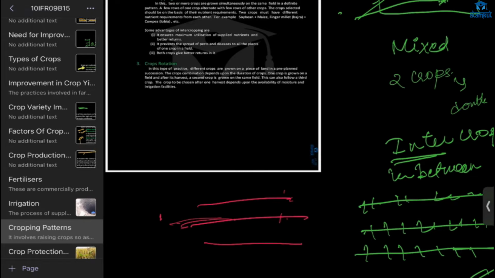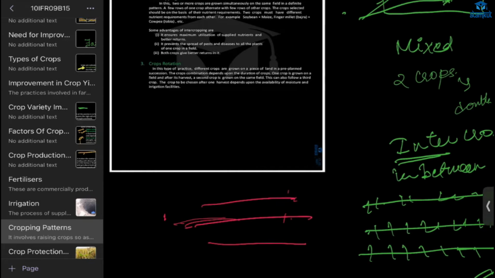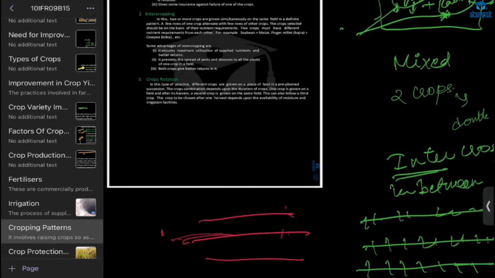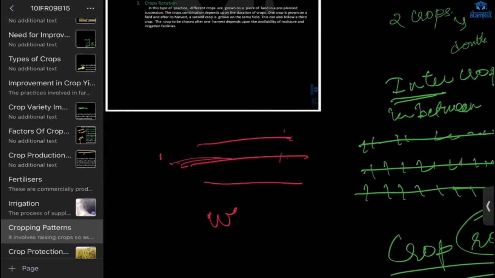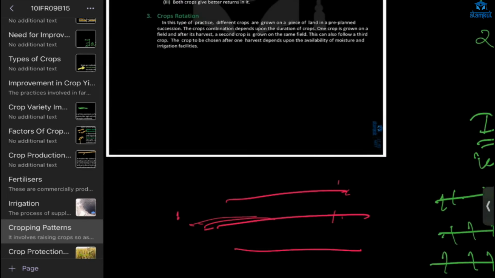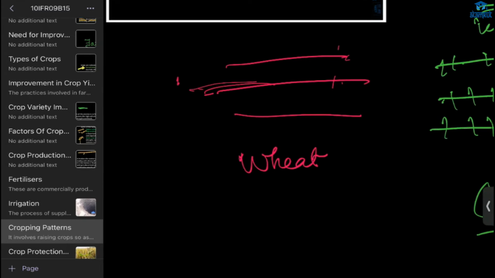So in the rotation, one crop is planted, suppose wheat. After it is harvested, another plant like paddy is planted. After paddy is harvested, another crop. It is on rotation, based on the nutrition content of the soil.